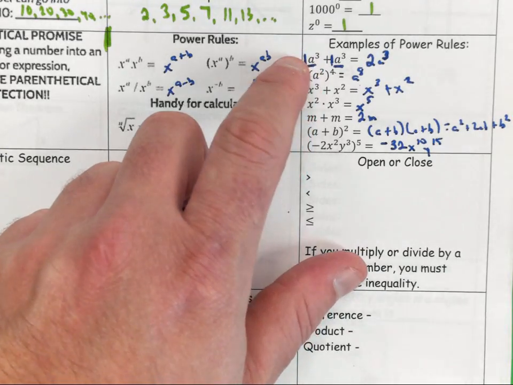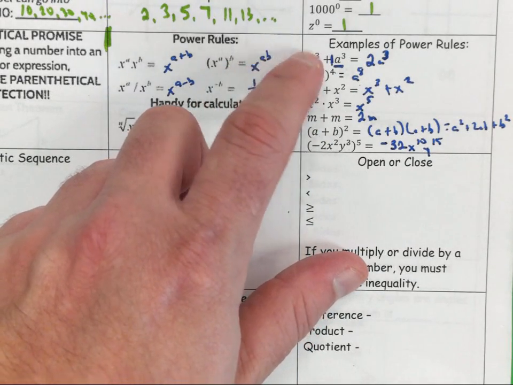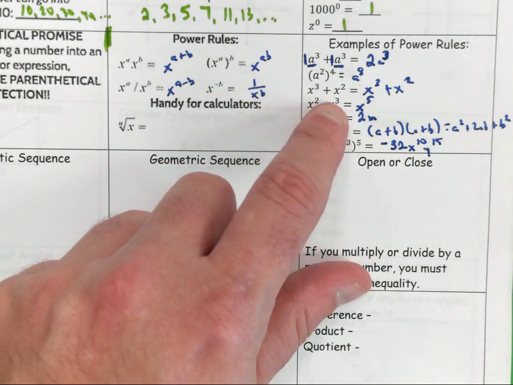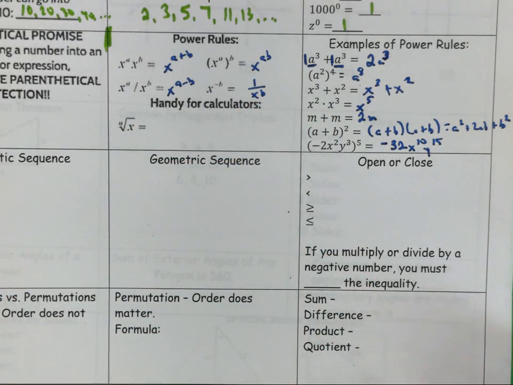When you add, you just add your coefficients. Keep the a cubed. Power to power, you multiply. When you're multiplying like terms, you add the exponents. When you're dividing, you subtract.